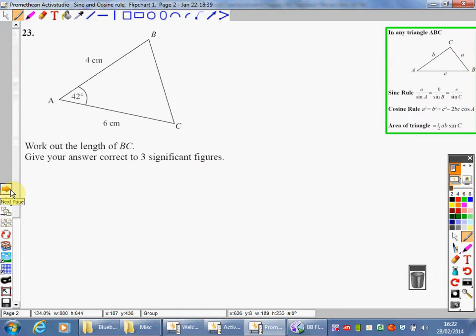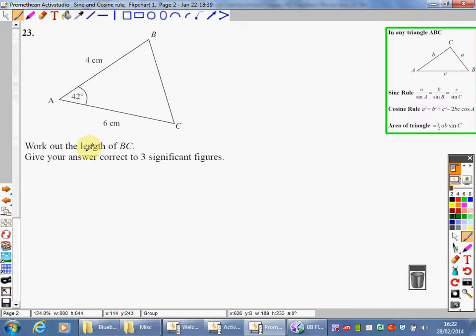Okay, again it's a triangle. Work out the length of BC. Give your answer correct to three significant figures. Just look and see if there's any more I can add to this triangle. There is nothing I can add. I've got two sides and the angle between. Now I like that question.